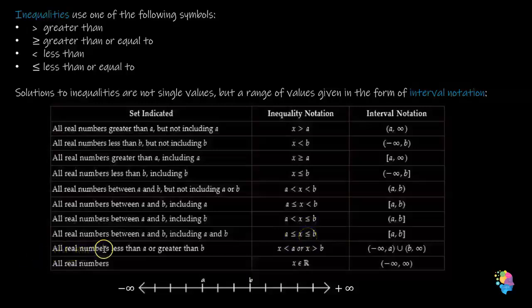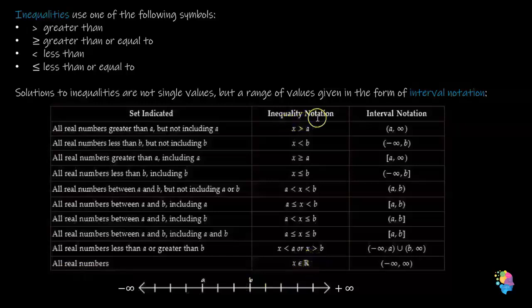If you want to state that your solution is less than a particular number or greater than another value, then we will write the inequality like this. If you mean to say that the solution is all real numbers, that means that every single number will work as a solution, then we say that X is an element of the real numbers.